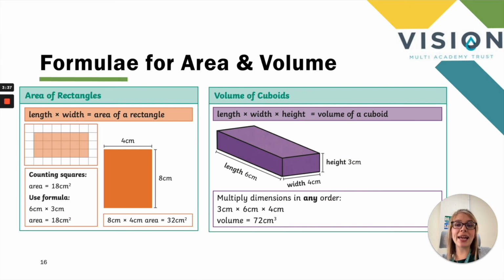So looking at the formulae for area and volume, we know that the formula for area is length multiplied by width. And when we're looking at the volume of a cuboid, it'll be length multiplied by width multiplied by height. So it's important that we just multiply it by height and that we include the volume unit. We use centimetres cubed if we're measuring in centimetres, metres cubed, etc.